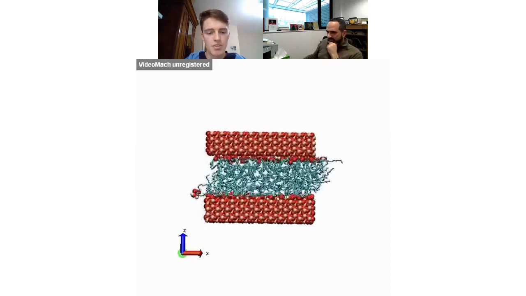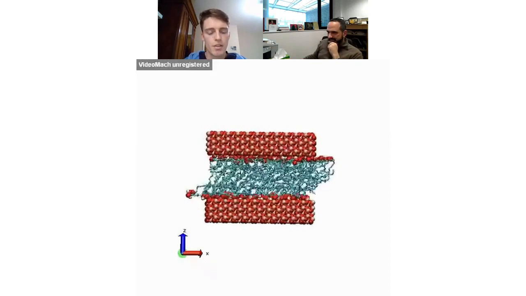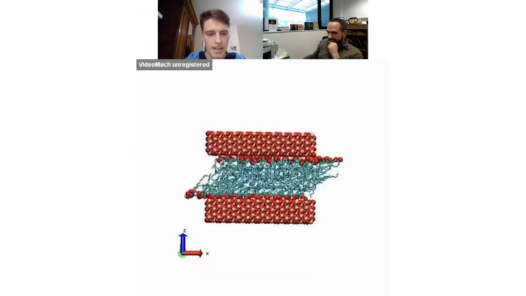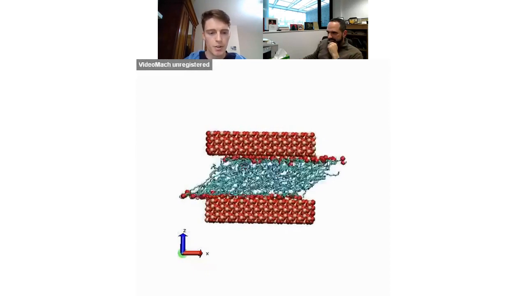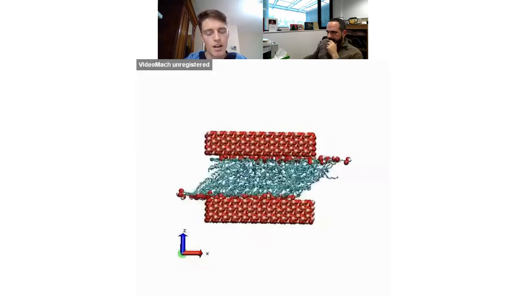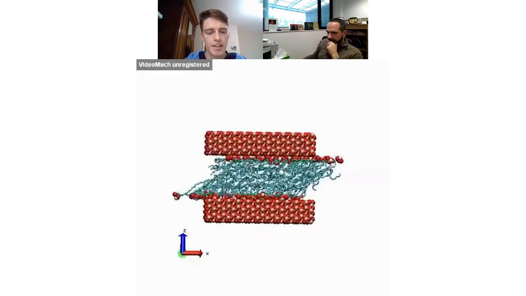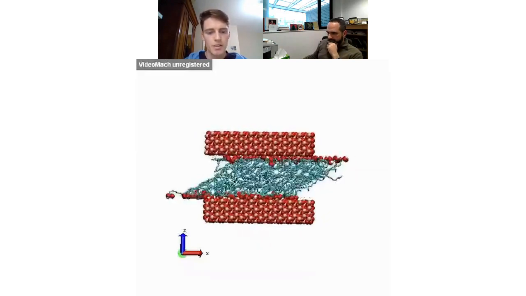This is the low coverage case, just showing how essentially there's no clear separation of these layers. There's lots of interdigitation between the lubricant and the friction modifiers. And you get quite high friction in this case. If you could just go on to the next one, please, Danielle.